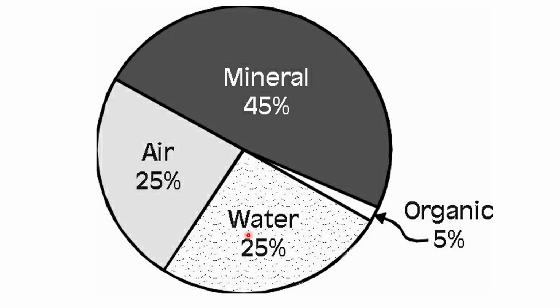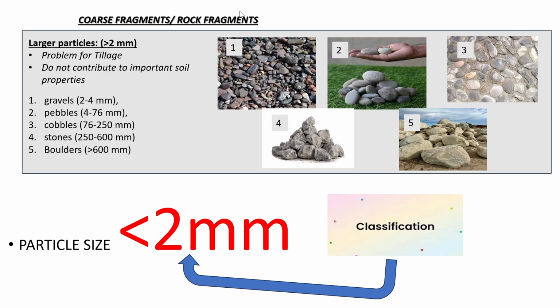From here we can see that in the solid phase the soil has mainly mineral particles, that is 45 percent. This mineral portion is of different size and shape. If we have a soil or a land with us, we can see smaller and larger particles in that soil. The larger particles, greater than 2 millimeter in diameter, are known as coarse fragments, larger particles or rock fragments.